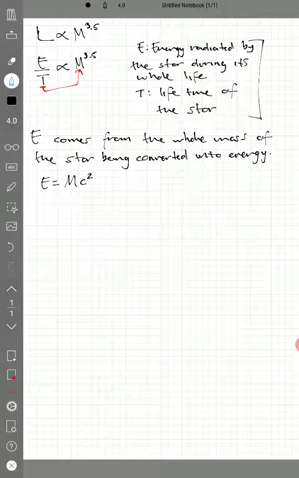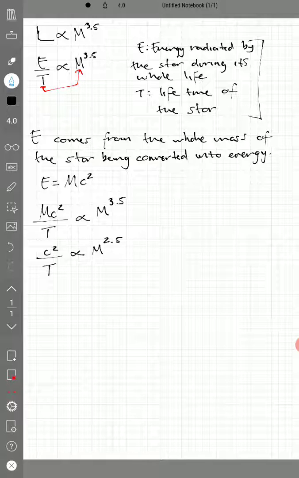Now, if that's the case, then we can rewrite that equation above and say that mc squared over t is proportional to m to the power 3.5. Now, we need to do a little bit of manipulation, but we can see how things are looking good, because we have mass and time, which are the two variables that we need to relate. So let me just rearrange this and say c squared over t then will be proportional to m to the power 2.5.